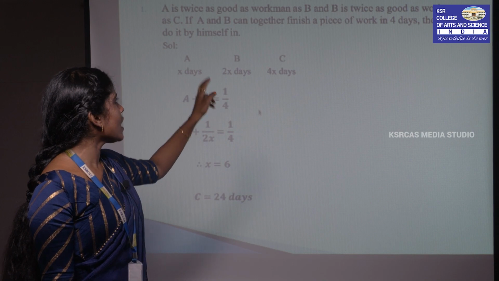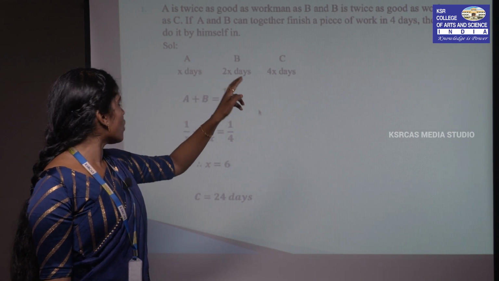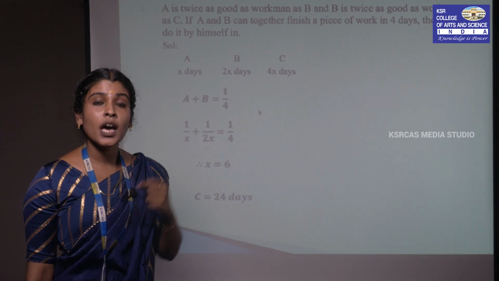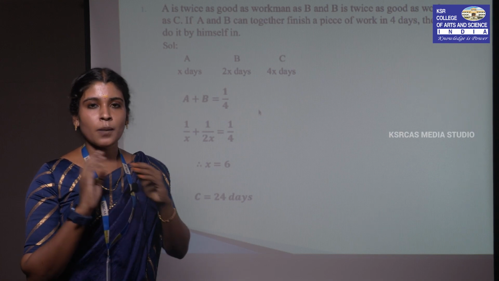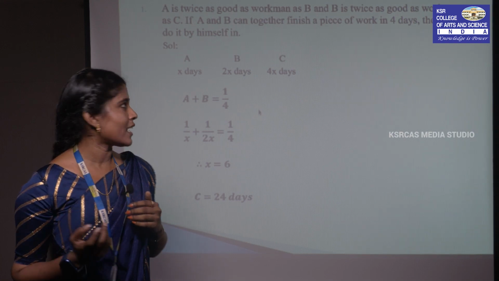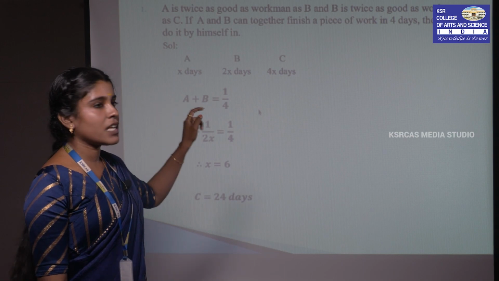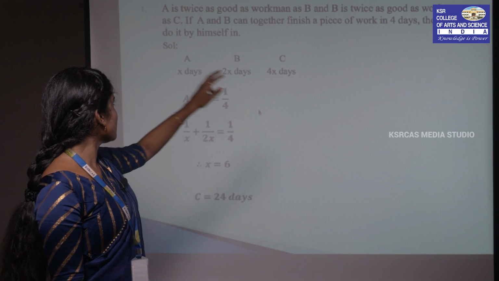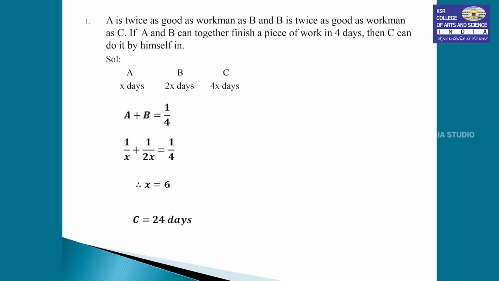So, second point: B is twice as good a workman as C. Already we found B takes 2x days to complete the work. So from that we can write C should take 4x days to complete the work. Now the second statement: A and B together finish the work in 4 days.